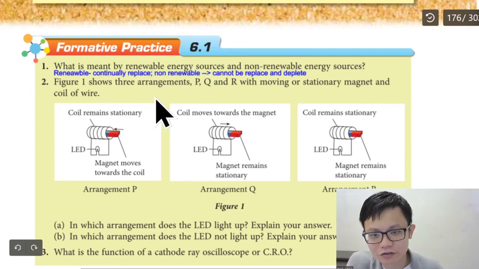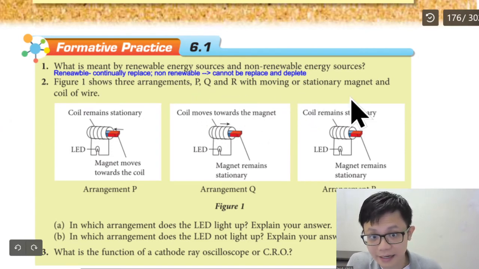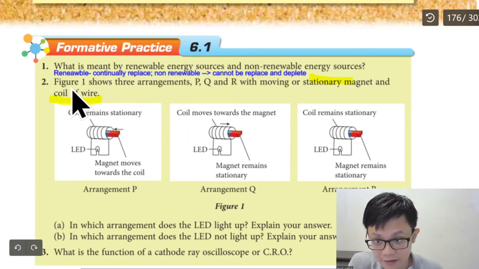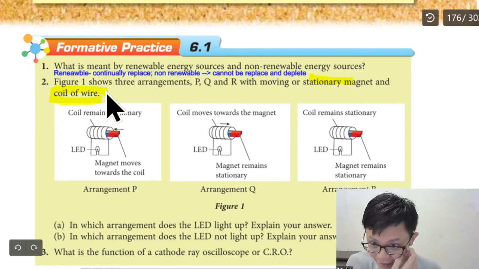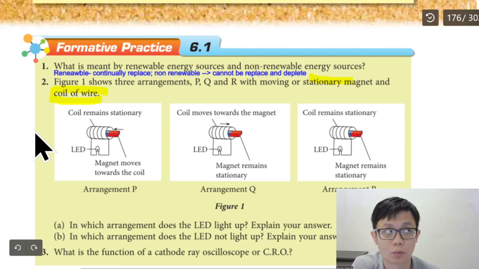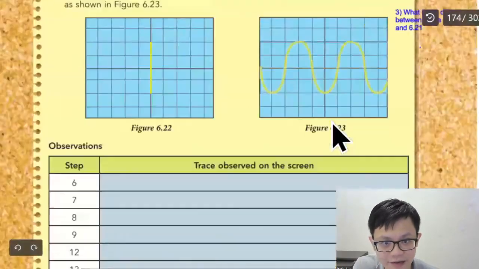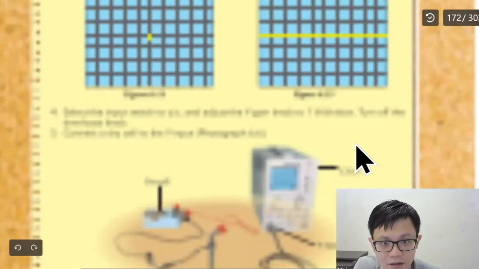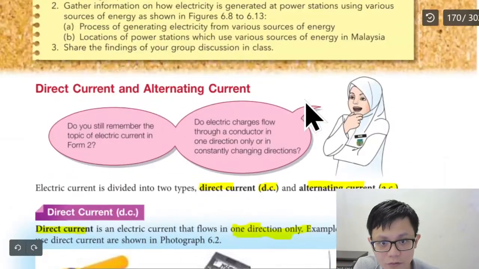Figure 1 shows 3 arrangements of PQR in a stationary magnet and a coil of wire. We call it a solenoid. Coil of wire, this thing they call solenoid. Up there they call it solenoid. Down here suddenly they change to coil of wire. It's just to let you know it's the same thing, okay? Solenoid, then just now we already learned here. Where is it? And show you, then later at least you know.